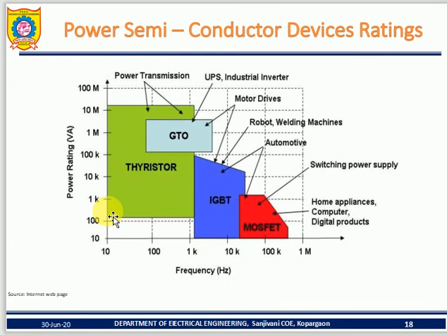This diagram very clearly shows it. Frequency-wise: thyristor, IGBT, MOSFET. Then power-wise, what about that one? For higher power you can use the thyristor, then for lower power the IGBT, then lower power the MOSFET.